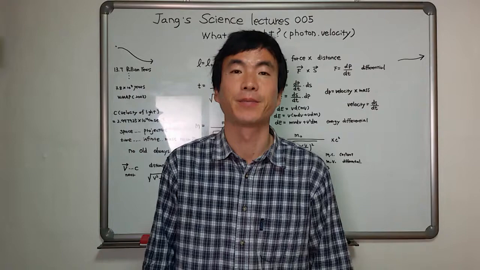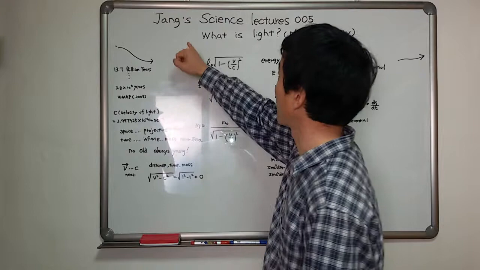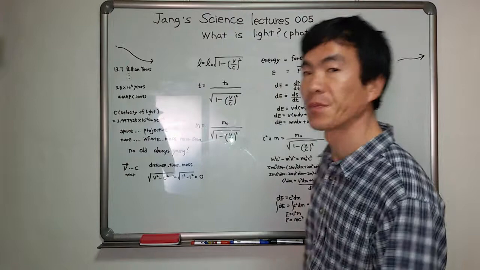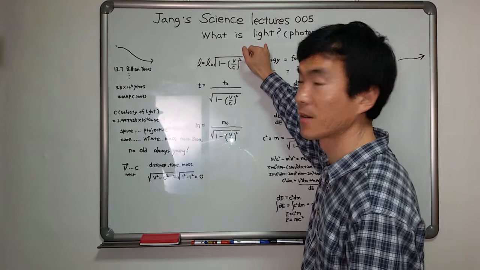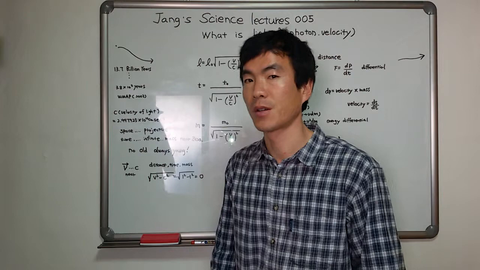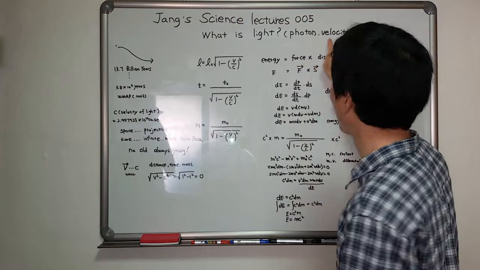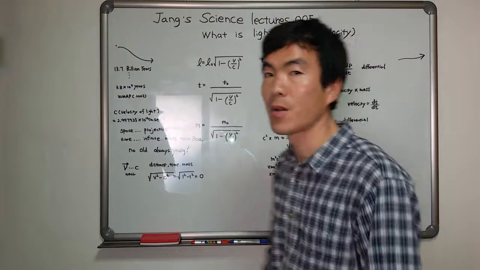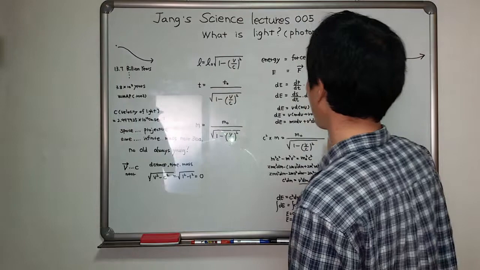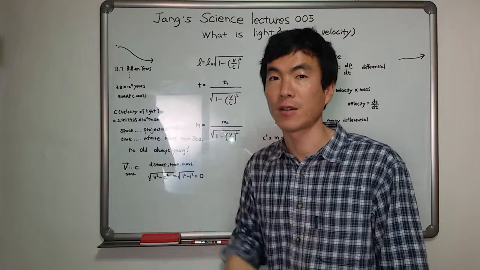We have talked about this in Jang's Science Lectures 005. The subject is: what is light? Particularly, we are checking photon velocity. Remember, we always remember 13.7 billion years. Now, to the next: here we have checked light.